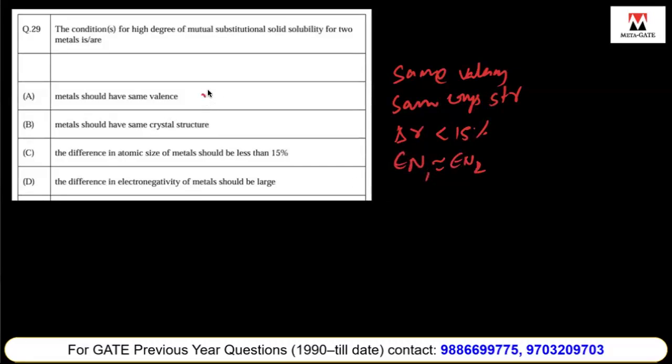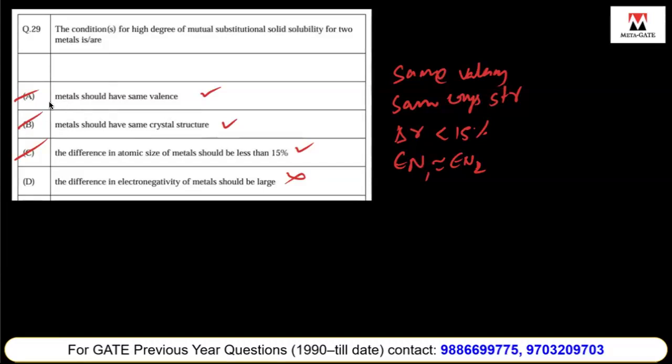So metals should have the same valency, the same crystal structure, and the size difference should be less than 15%, should not be very large, should be small. Let's see. For a higher degree of mutual substitutional solid solubility, the metals involved should have the same valency. Valency refers to the number of electrons that can be gained or lost when forming a chemical bond. So when atoms have the same valency, it means they have similar electronic configuration, making it easier for them to substitute for each other. Same valency allows a more seamless exchange of atoms between the crystal structures of metals, leading to a higher degree of solid solubility.